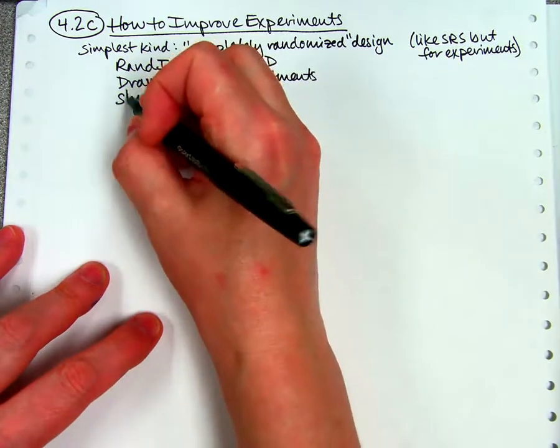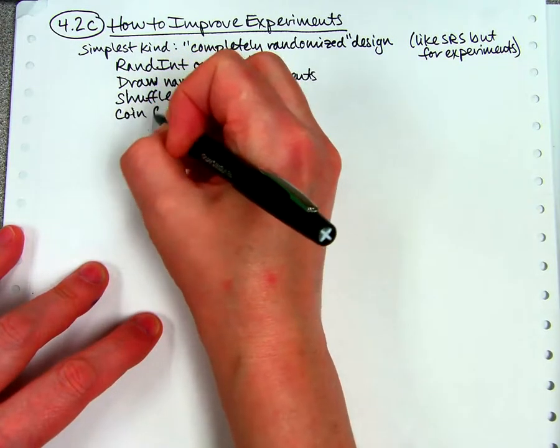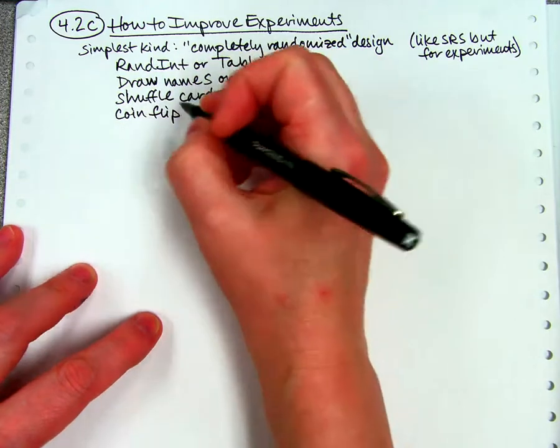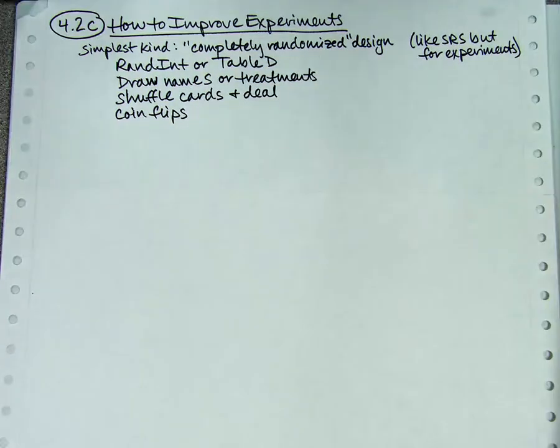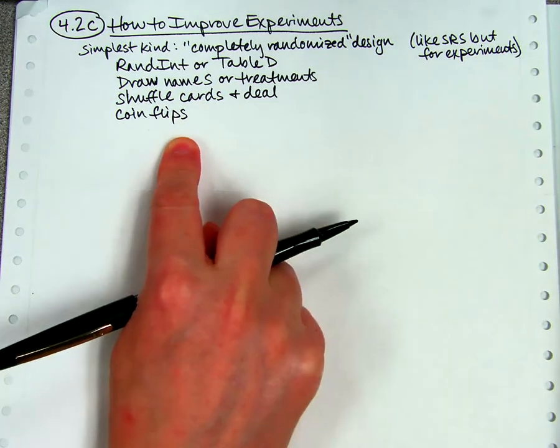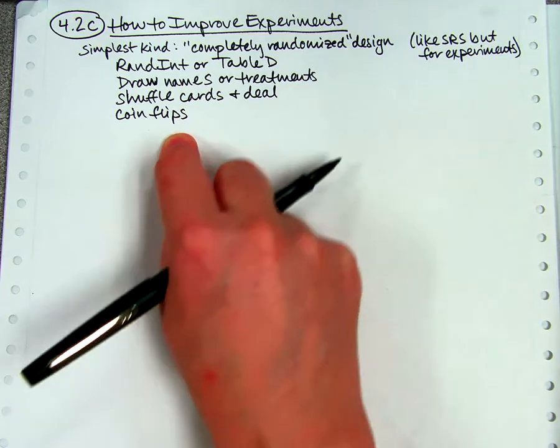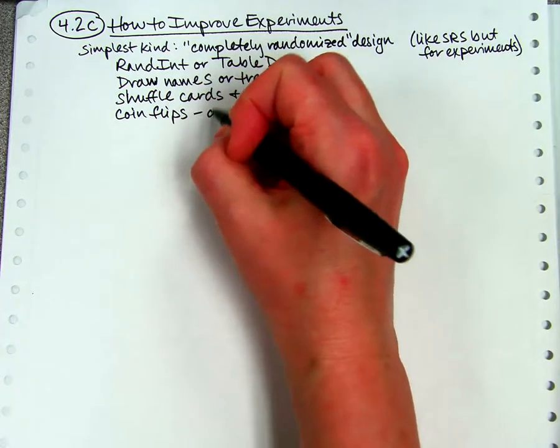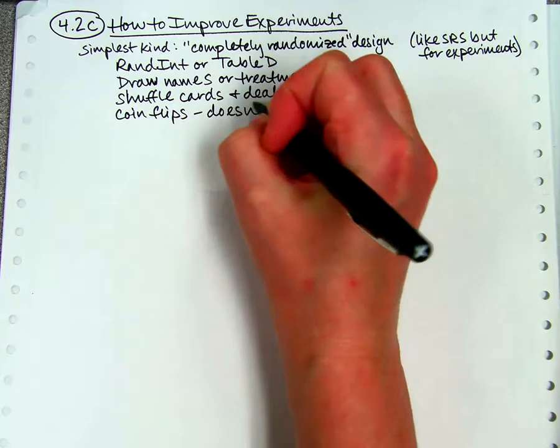You could do coin flips, although there's a disadvantage to coin flips that I should probably talk about. The problem with coin flips is, actually this would work with shuffling cards also, if I only have two cards and I deal you a card and then put it back and then deal another person a card, or if I flip a coin for each person to say heads is one treatment and tails is the other, it doesn't guarantee equal groups. And sometimes that might be a problem.